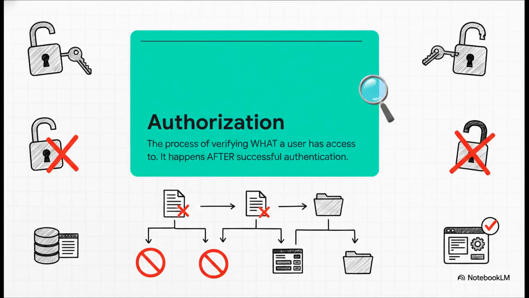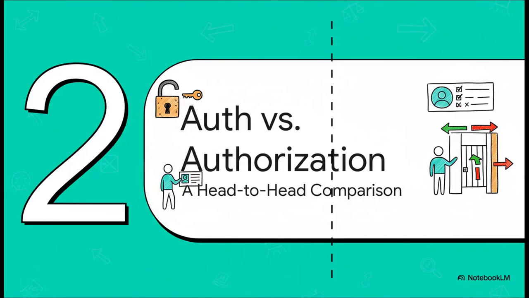So, once the system knows who you are, the next question is, all right, you're in, but what are you allowed to do? And that is authorization. And notice, it always happens after you've been successfully authenticated. It's the process of checking a big list of rules and policies to figure out your permissions. So you're logged in, but can you actually see this file? Can you edit this document? Can you access the admin settings? That's authorization. Honestly, putting them side by side like this makes the difference totally crystal clear.